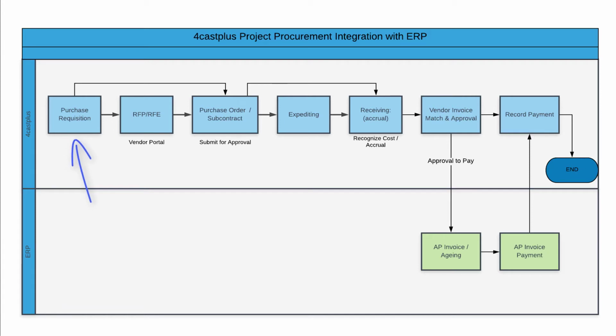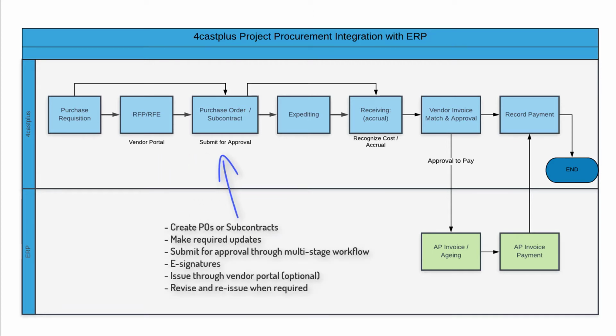From the requisition, you can optionally go through a tendering phase by creating a request for proposal or quote, also known as a requisition for inquiry, as mentioned earlier. You can take advantage of the vendor portal to help manage the communication and document exchange of the bidding process. From there, purchase orders and subcontracts can be created and, once ready, can be submitted through a multi-stage approval workflow, after which they will be committed and issued.